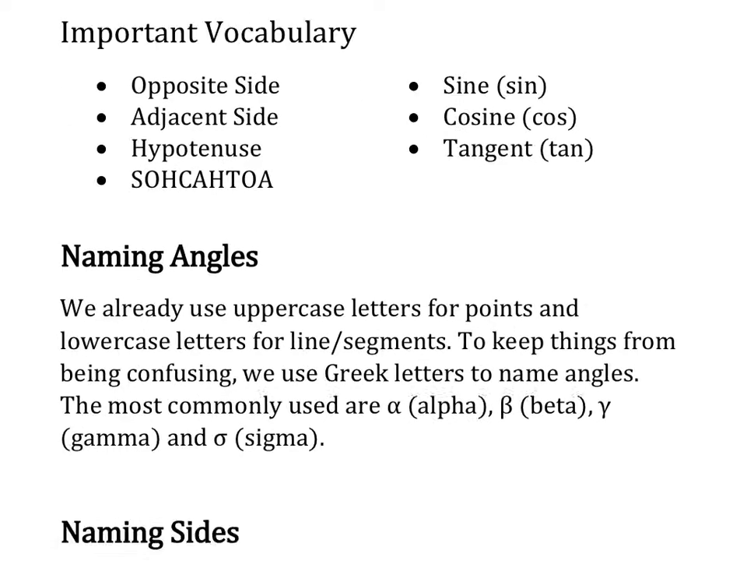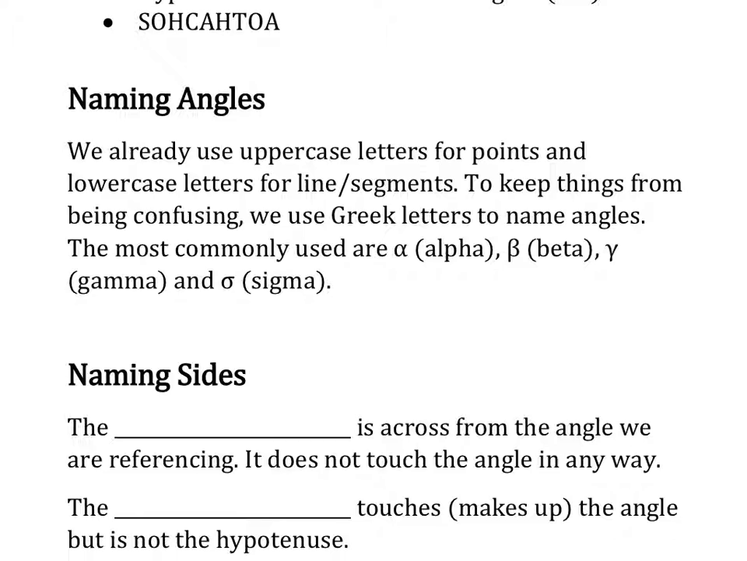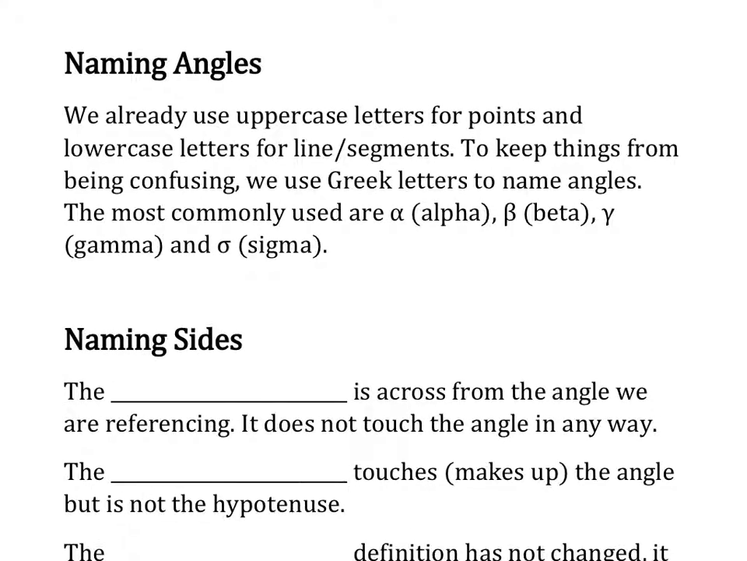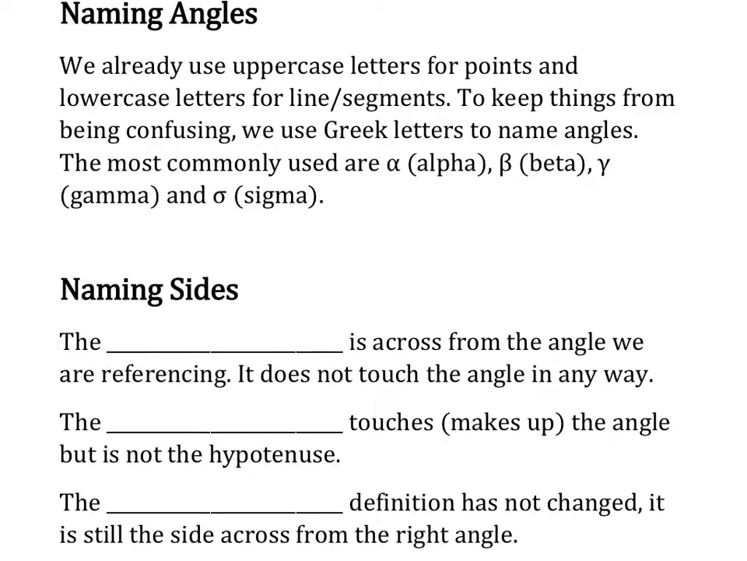Now, when it comes to naming angles, we've already used uppercase letters for points and lowercase letters for lines and segments. So to keep things from being confusing, we're going to use Greek letters to name angles. Your most common ones used are alpha, with the symbol shown, beta, with the symbol shown, gamma, which is like a weird looking Y, and sigma, which is the symbol shown.